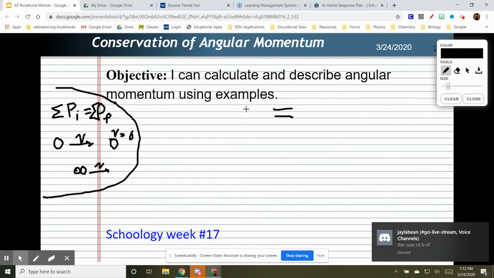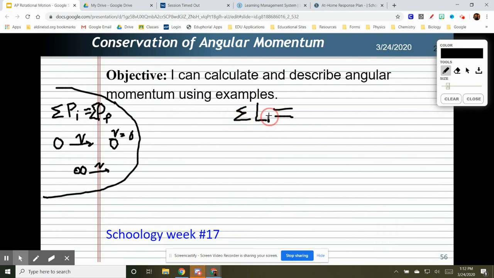Very good. The sum of L, which we learned is angular momentum, equals the sum of angular momentum final. And this is where we're going to start these angular momentum ideas.